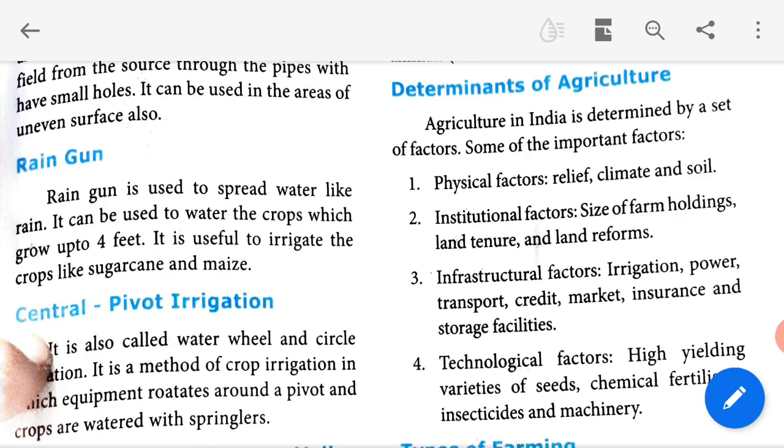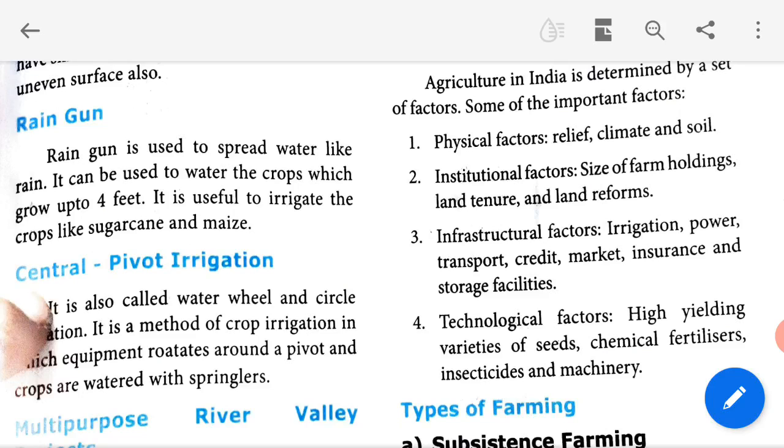Institutional factors. Size of the farm. You need to also study the size of the farm. Land tenure. Sometimes in some lands they will cultivate for a year. Sometimes only small crops can be cultivated. And land reforms. If there are any land changes, then you can go for those factors.